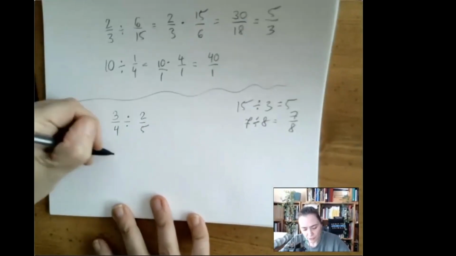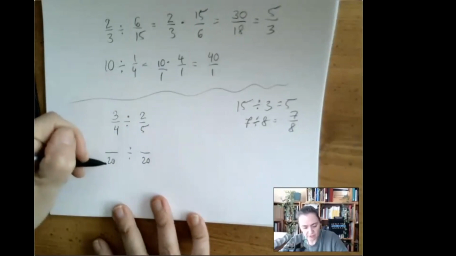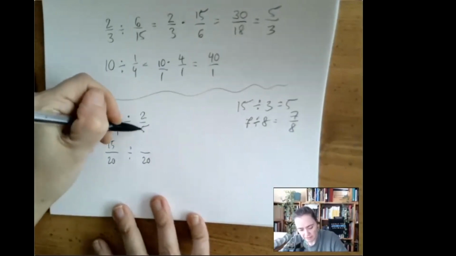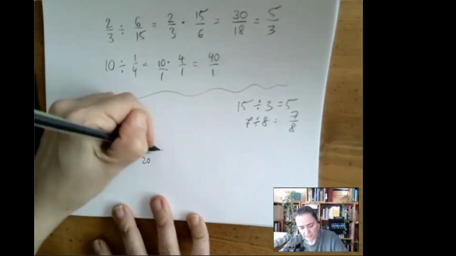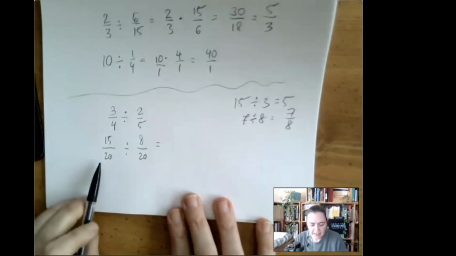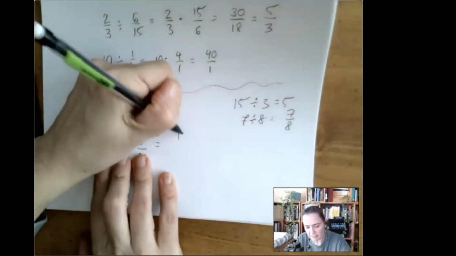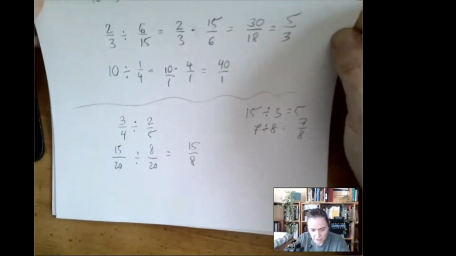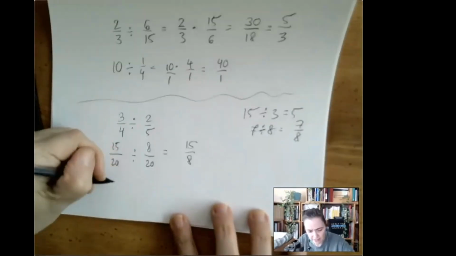So if you bring them to the common denominator, 20, 4 times 5 was 20, 3 times 5 is 15, 5 times 4 was 20. So now we can say, okay, now that we are talking about the same thing, it's just 15/20 divided by 8/20, so 15/8. Kind of cool. We can do this. Let's do this one. It's 3/10 divided by 2/3.